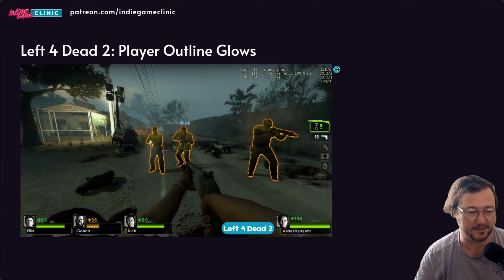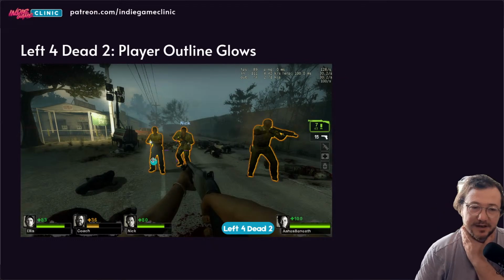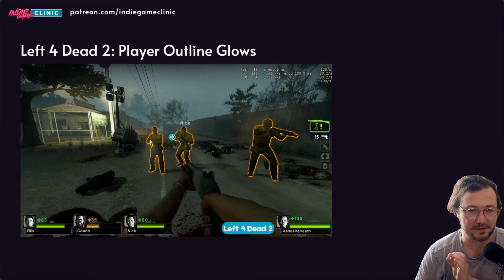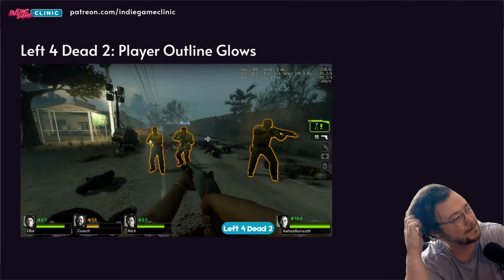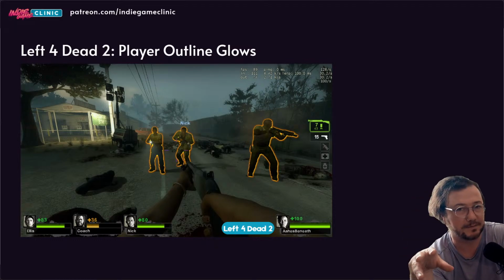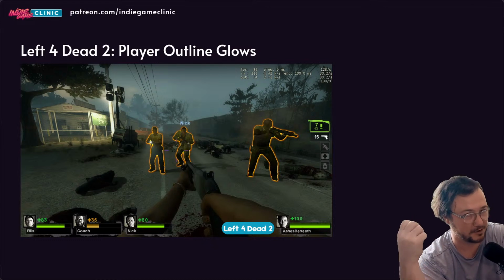Left 4 Dead, I didn't know where else to put this in the presentation, but this was an interesting example, historically. In Left 4 Dead, you have these glows around the other players and you can see them through walls. And there is a realism mode that turns those off, and it totally changes the game. That's an example of a helper mechanic, where you might need to do something to help players understand the game, and then you can take it away later to make your hard mode or hardcore mode.